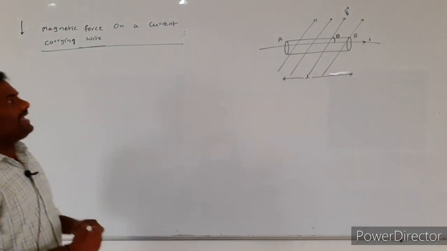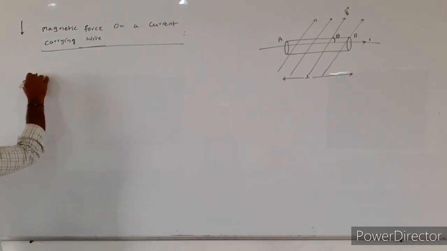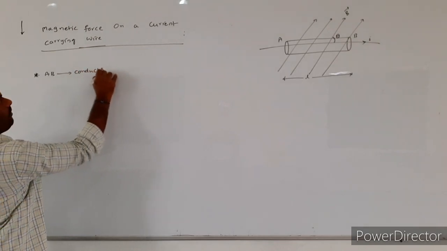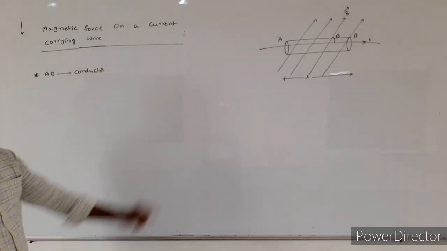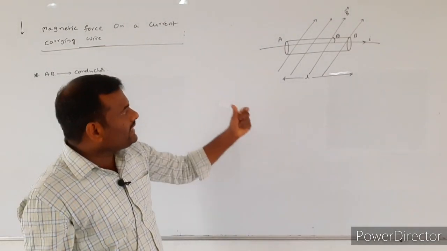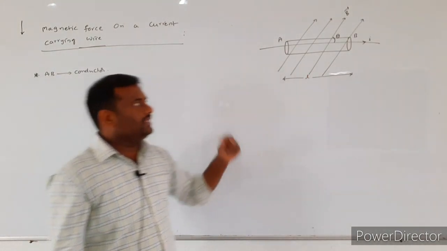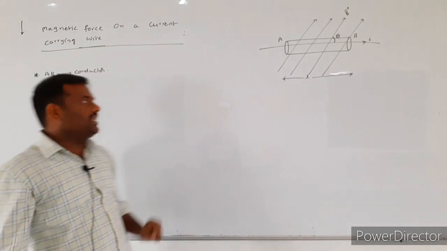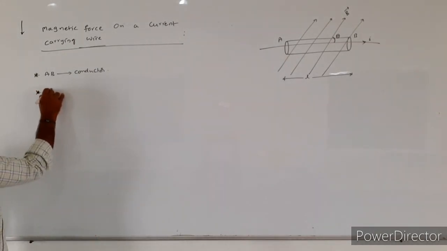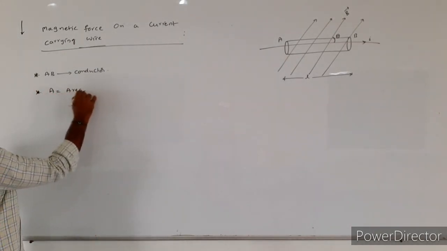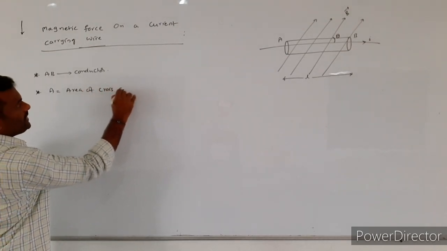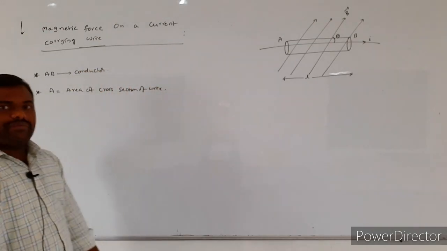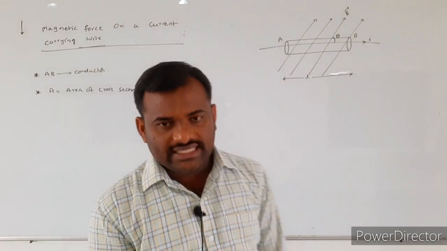So here we consider AB, a current carrying conductor, whose length is mentioned by small l. The given current carrying conductor has some area of cross section. So I am assuming that capital A is indicating the area of cross section of the wire.